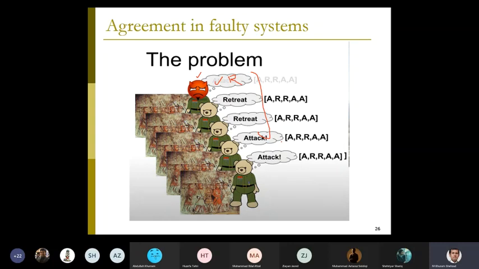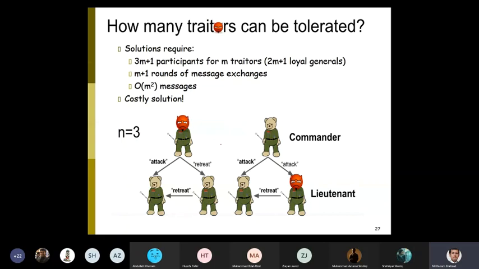So why are we studying these problems? Because in real world scenarios there are many applications where we need an agreement, and there could be faulty processes or unreliable communication. So this is the depiction of that problem. The solution requires, in this case, 3m plus 1 participants for m traitors. If there is one traitor, how many participants should there be? 4.